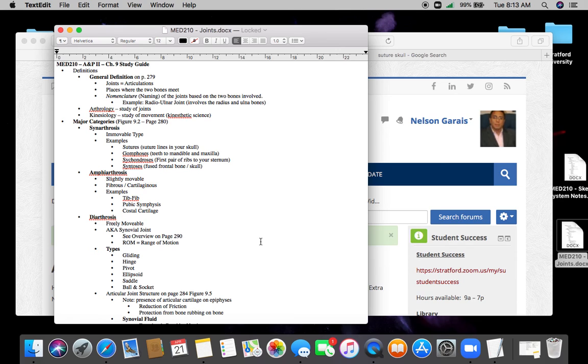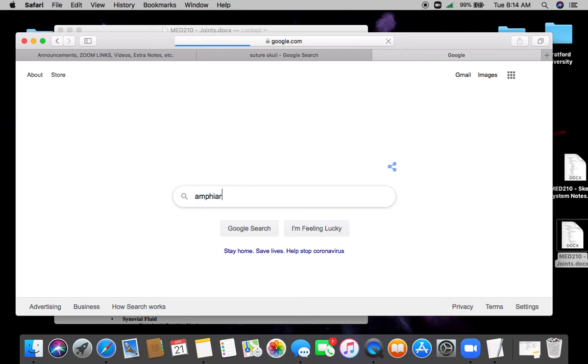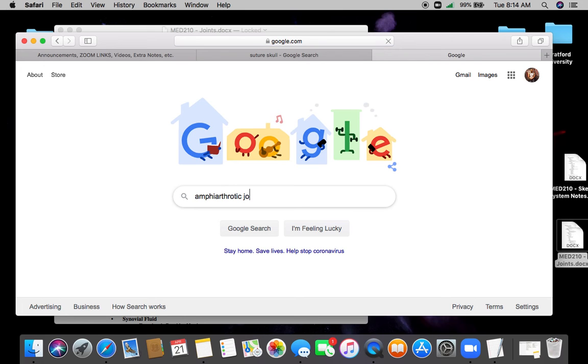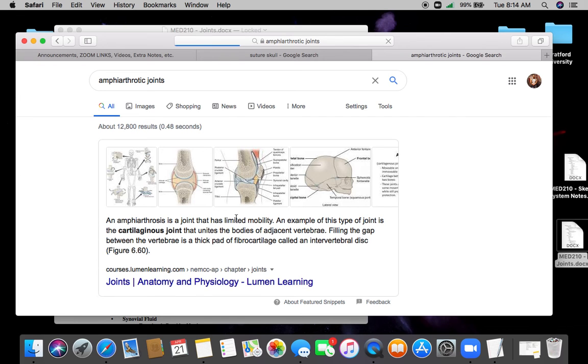Now you have amphiarthrosis, or slightly movable. So like your tibia and fibula, your pubic symphysis, and your costal cartilage. Let's look at amphiarthrosis joints. Some examples. Let's see. I want pictures.